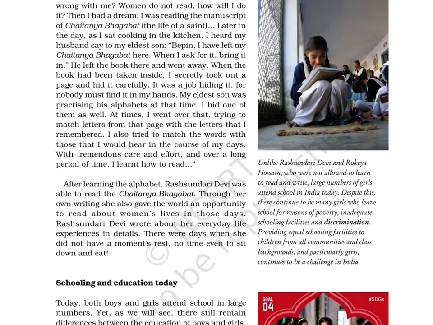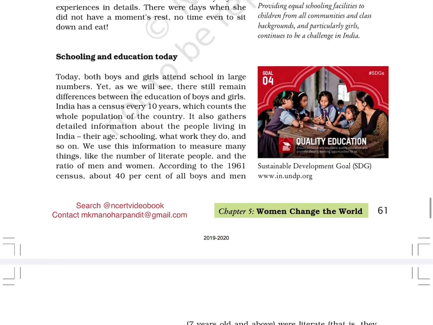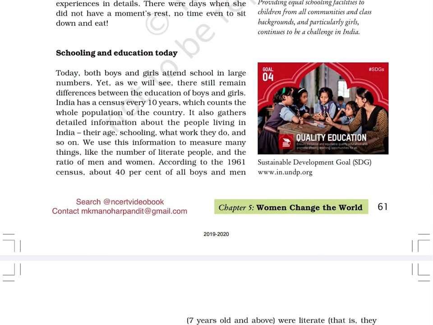Despite this, there continue to be many girls who leave school for reasons of poverty, inadequate schooling facilities and discrimination. Providing equal schooling facilities to children from all communities and class backgrounds, and particularly girls, continues to be a challenge in India. Again on the same page, there is a poster given by Sustainable Development Goal SDG, www.in.undp.org.